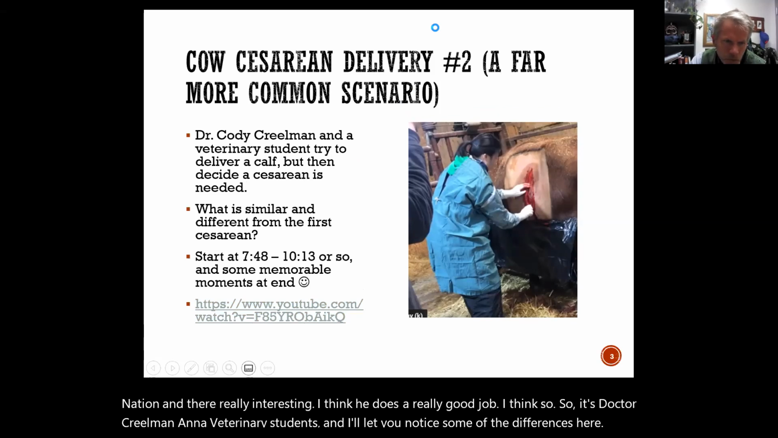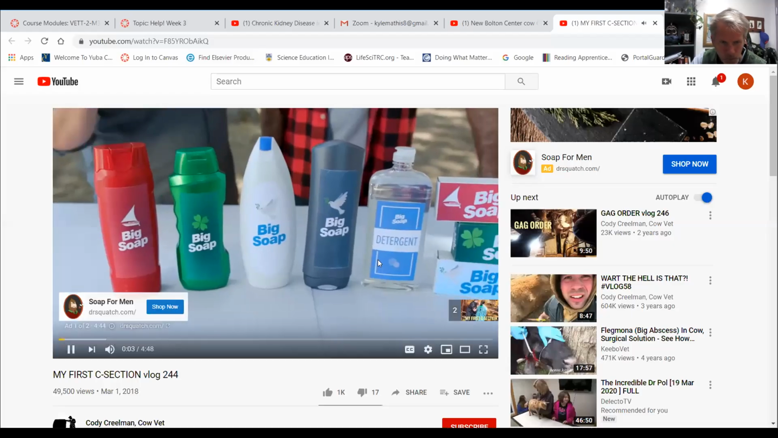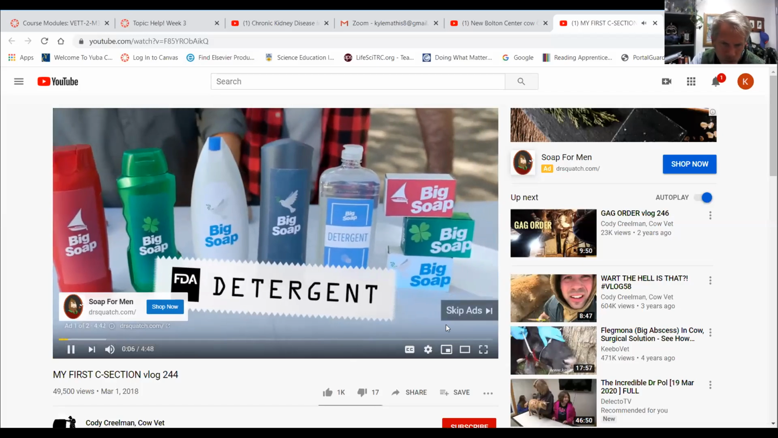Most name brand bars and body washes you rub on your skin are classified by the FDA as synthetic detergent.